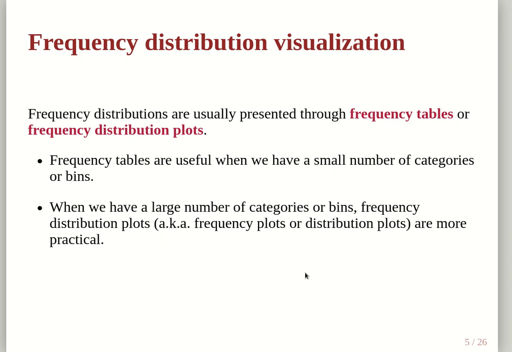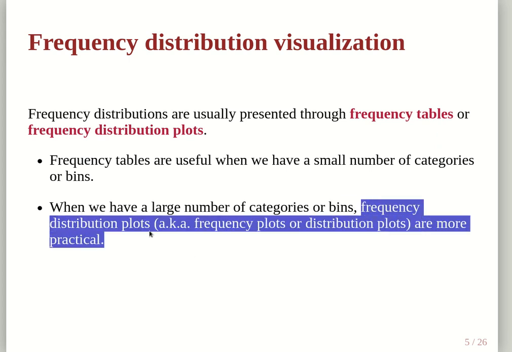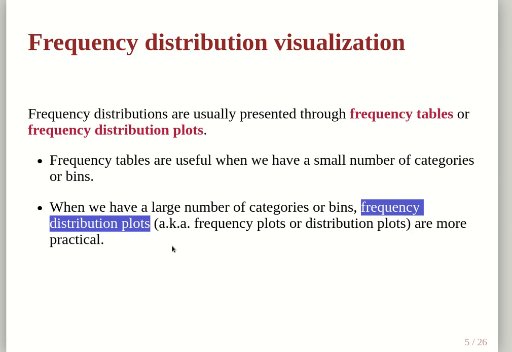How do we describe or communicate these frequency distributions? Well, there are two general approaches. Typically, if we have a few categories or ranges of values, then we are better positioned to use the frequency table. But if we have a lot of categories or bins, we might better work with a frequency distribution plot. Why is that? Because it's going to be much more practical to read than to peruse a table with many categories and lots of information for each of those categories.